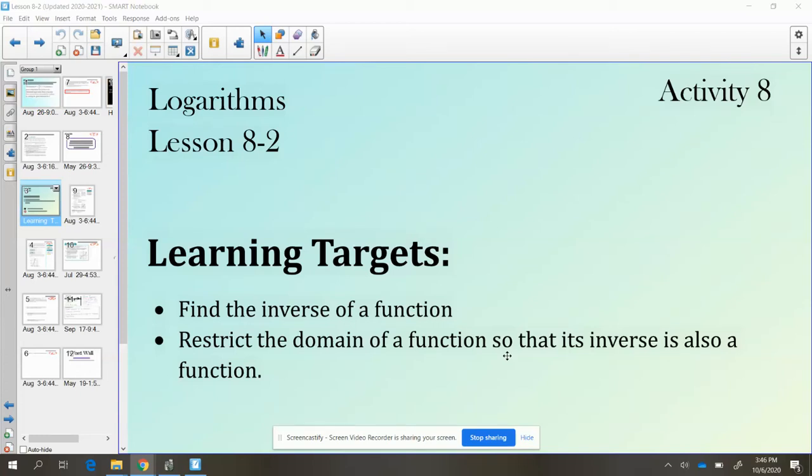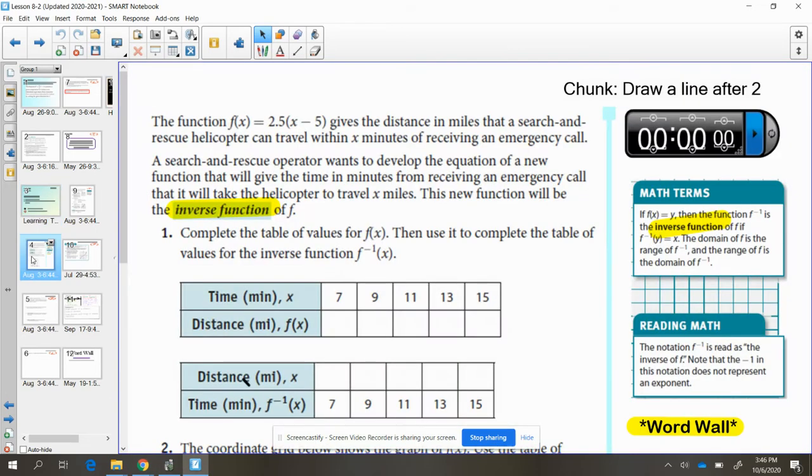Everyone, today we are going to focus on finding the inverse of a function, and in particular restricting the domain of a function so that its inverse is also going to be a function. So to start this off, we are going to talk about the function 2.5 times x minus 5, which gives the distance in miles that a search and rescue helicopter can travel within x minutes of reaching an emergency call.